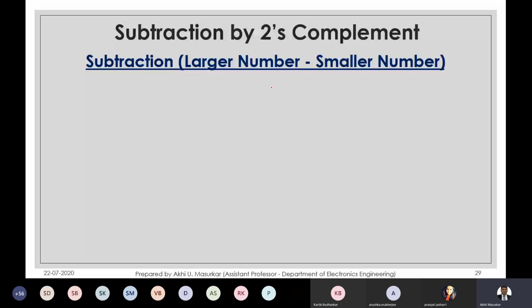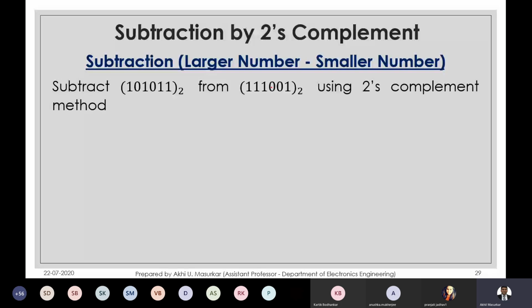So this is the question. Subtract 101011 from 111001. Again we are dealing with the same values. Just for comparison sake, this is 57 and this is 43. So we are now going to do 57 minus 43, which should give the answer 14. So what we are expecting is 110 again, but this time by using the 2's complement method.